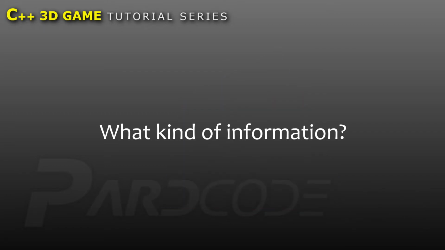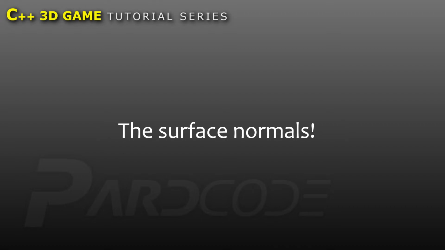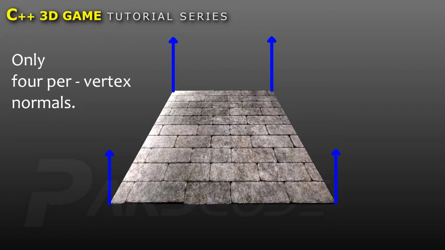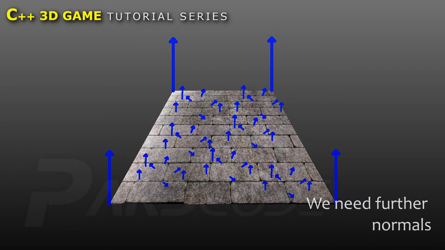What kind of information are we talking about? The surface normals. Let's take again our brick wall. At the moment, we are using a flat plane composed of two triangles. So currently the lighting system considers only these 4 per-vertex normals. However, these 4 normals are not enough to describe all the details of the brick wall. We will need further normals that describe each point of the brick surface.